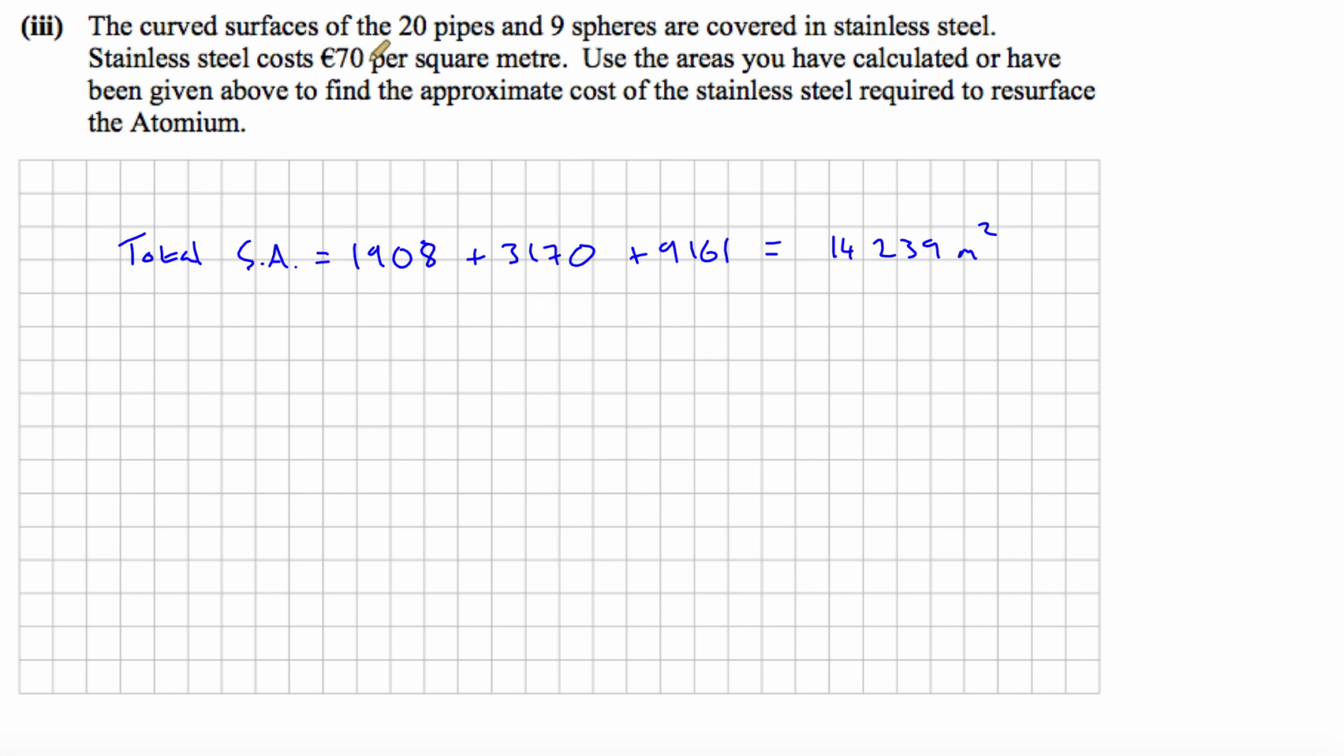Okay, and if it's €70 per square meter, then it's 70 multiplied by this. So 14,239 multiplied by the 70. And again on the calculator, that gives me 996,730, and that's going to be in euro. So almost €1,000,000 to paint it. 996,730 euro. And that's the end of the question.